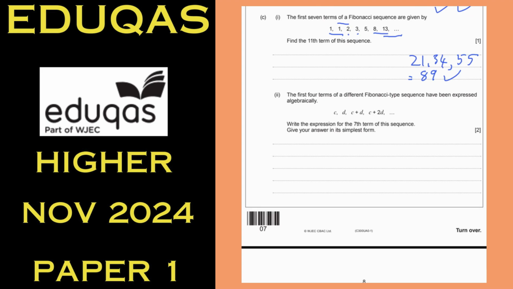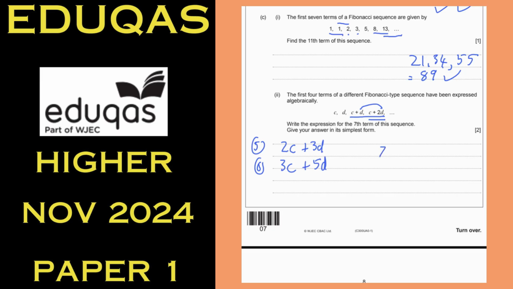Double I is the same principle. Let's add those two together to get the next one. Add your C's, we get 2 of them. Add your D's, we get 3 of them. It's our 5th number. Add this one to this one, add your C's. C plus 2C is 3C. 2D plus 3D is 5D.